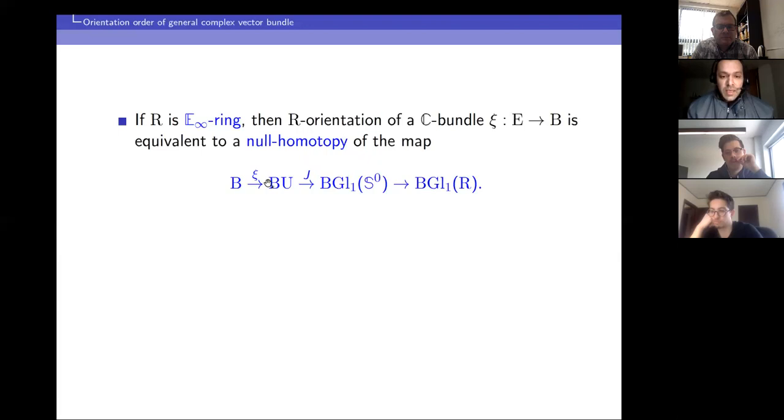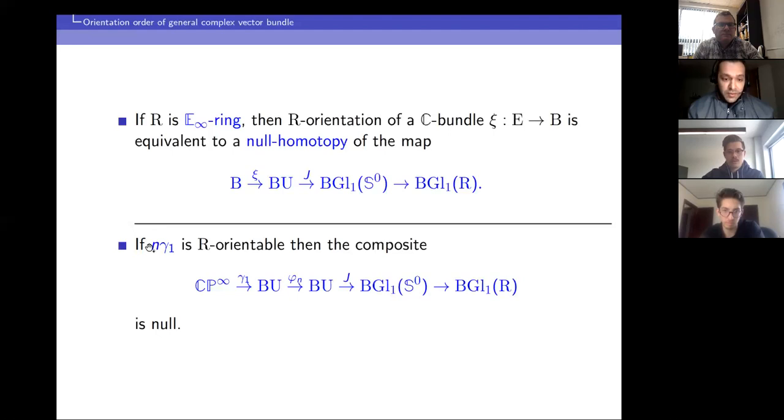B maps into BU, then into BGL1 of the sphere spectrum. This is the J homomorphism, and then use the unit map of R to land in the B of the GL1 of your ring spectrum R. And I'm going to use the fact that BGL1 of R is an E infinity space. This follows from the assumption that R is an E infinity ring. So if N times gamma 1 is R orientable, which is, you know, think of putting EO here, so we know what N is going to be in that case, which is EK.